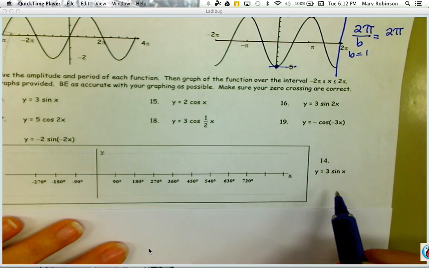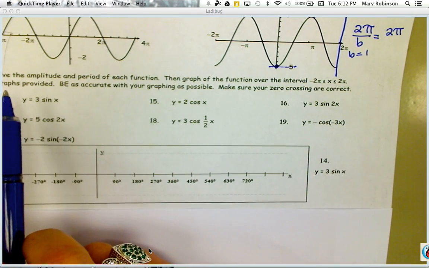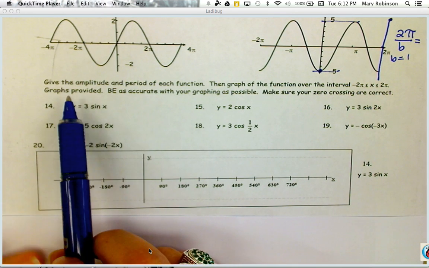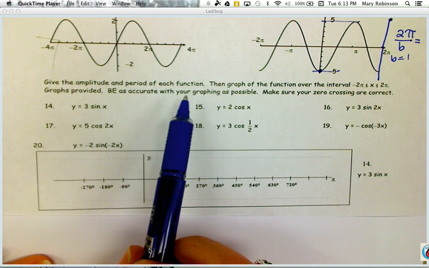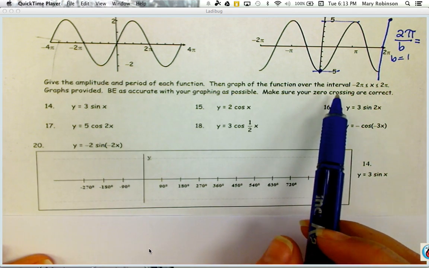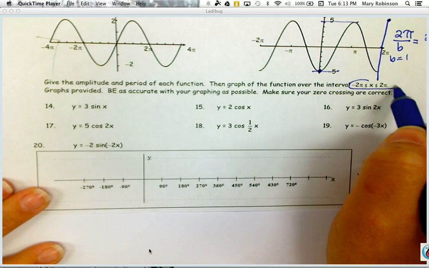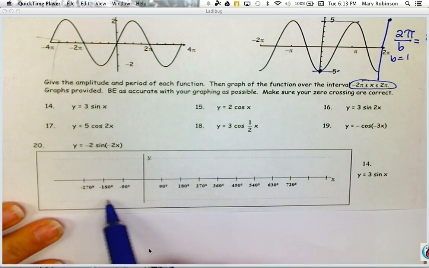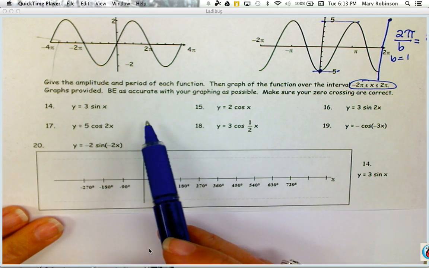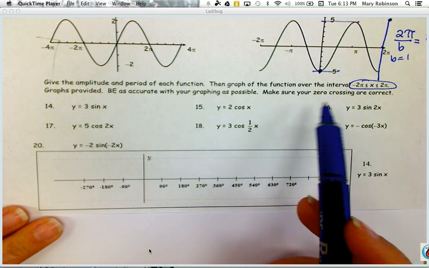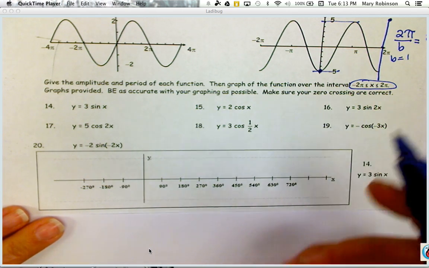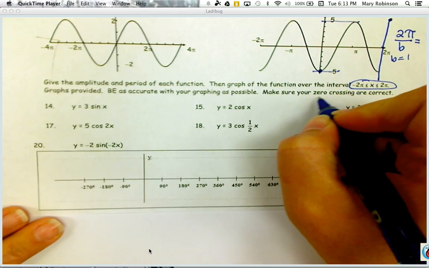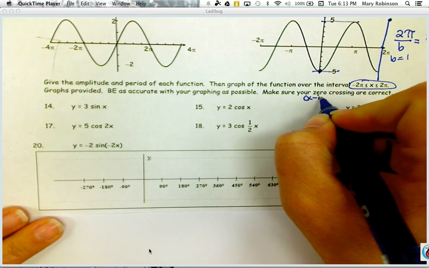If you read the directions, it says, give the amplitude and period of each function, then graph the function over the interval from negative 2 pi to 2 pi. And then graph them on the graphs provided, and be as accurate with your graph as possible, and make sure your zero crossings are correct. So remember, your zeros are your x-intercepts.